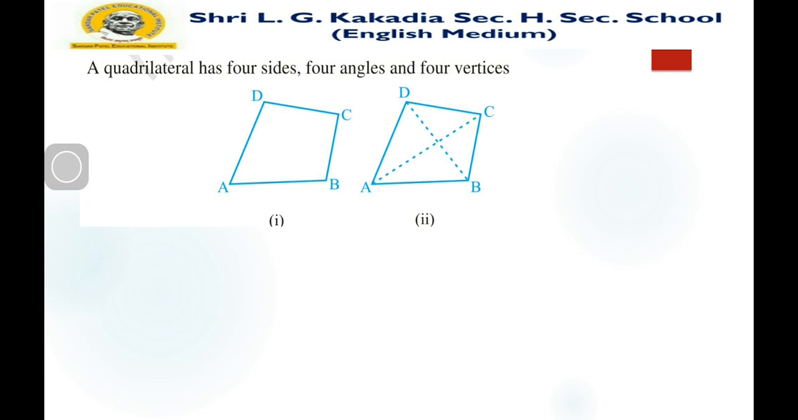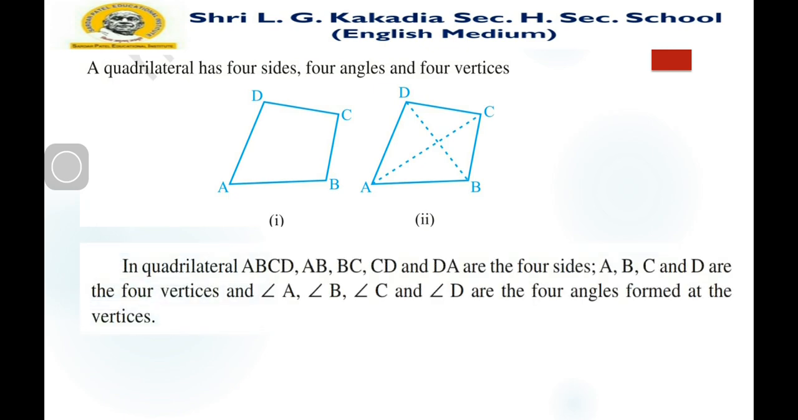So now let me take the parts of a quadrilateral. You can see that in the given quadrilateral ABCD, AB, BC, CD and DA are the 4 sides. A, B, C, D are the 4 vertices, and angle A, angle B, angle C and angle D are the 4 angles formed at the vertices. So these are the parts of any quadrilateral.